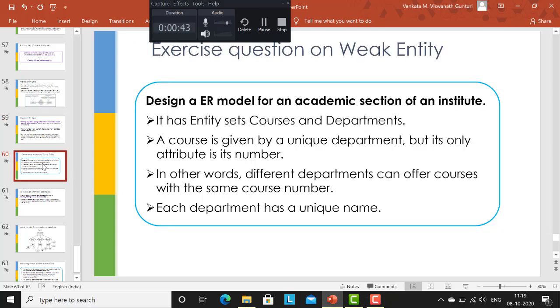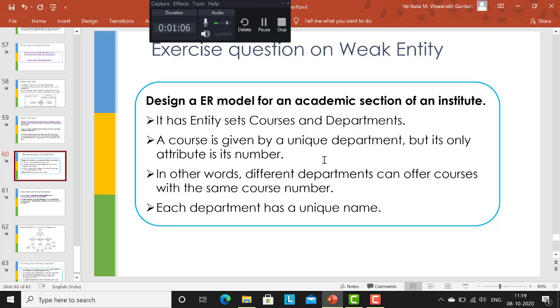Okay, just to give you more examples, this is another hypothetical academic system just to illustrate the concept of weak entity. So here there are departments, and then there are courses, and let's say that we have a hypothetical situation where the course numbers are not unique across the institute, right?